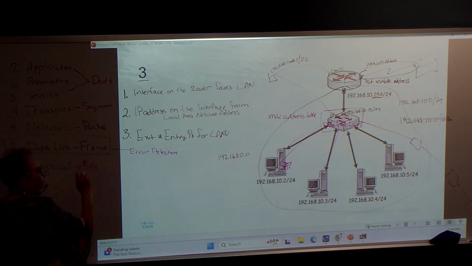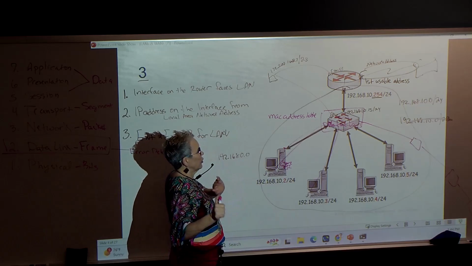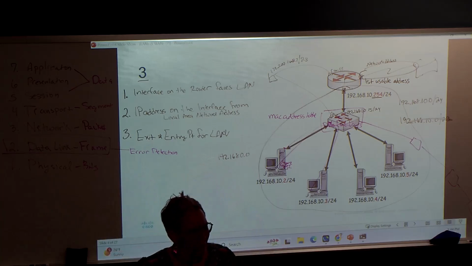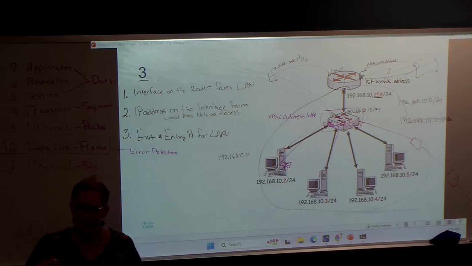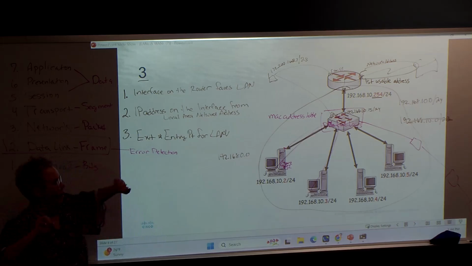Now I want to talk about the router for a minute. And the router is at what layer? Layer 3, which is what layer? The network layer. Does a router perform any layer 2 functions? And before you answer, just think about it and look at the topology.